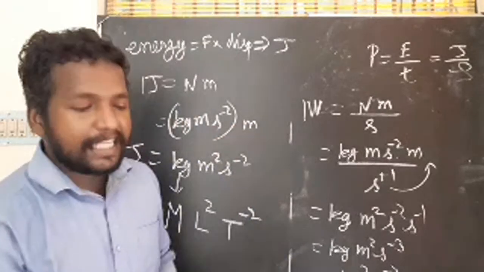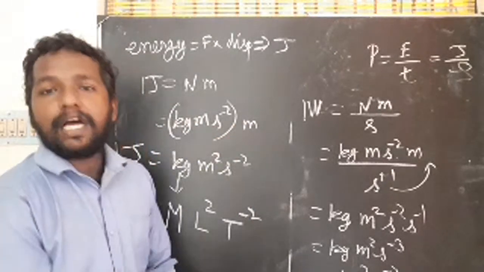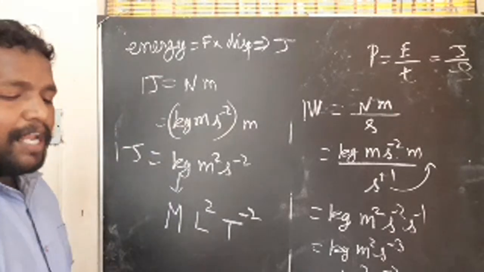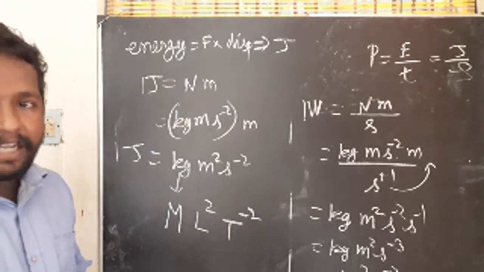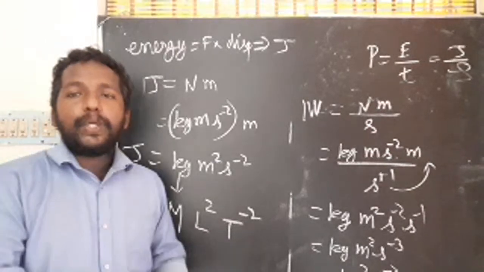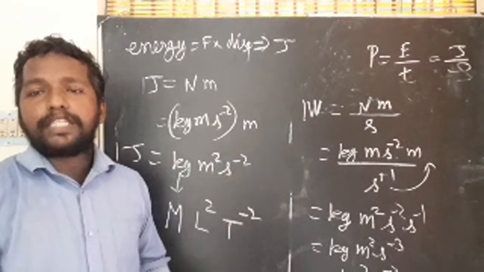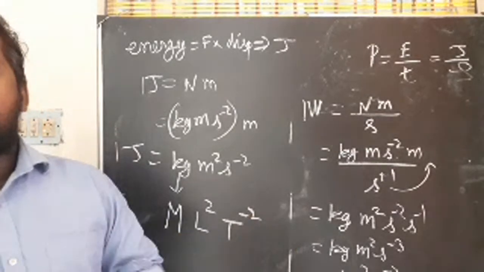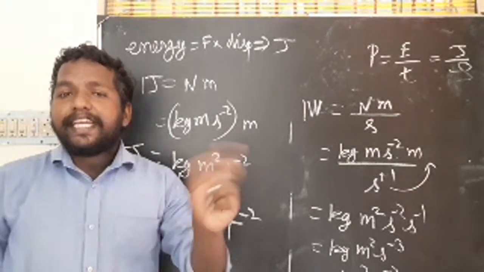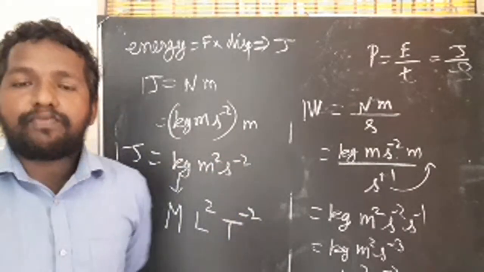Now I got the dimensional formula for power also. Next, continuing, we have many formulas to find the SI unit and dimensional formula. This is the main unit. You have to know all the formulas based on 11th and 12th. Then we are going to learn each chapter separately, how to find the dimensional formula and the SI unit.